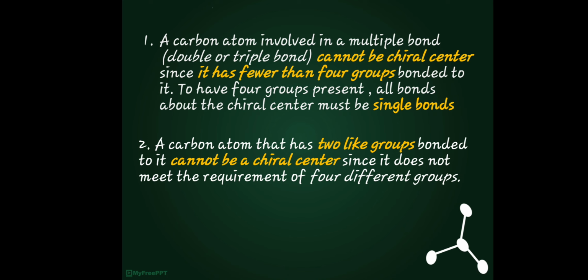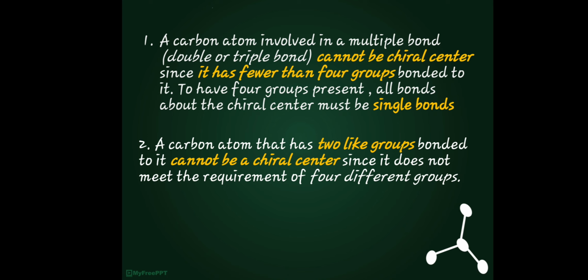Okay, for number 2, a carbon atom that has 2 like groups bonded to it cannot be a chiral center, since it does not meet the requirement of 4 different groups. Kaya nga, yun nga sinasabi ko, I really explained to you guys that the requirement of a chiral center is a single bond.